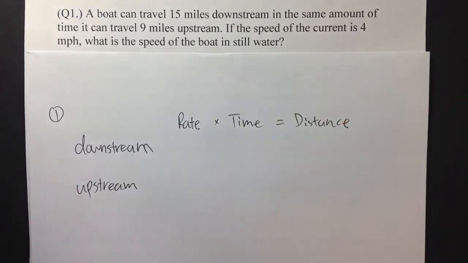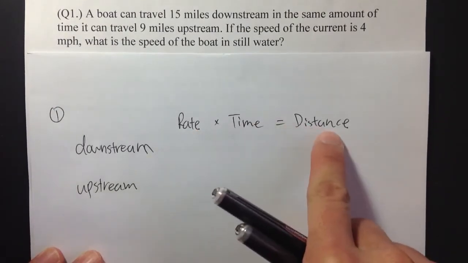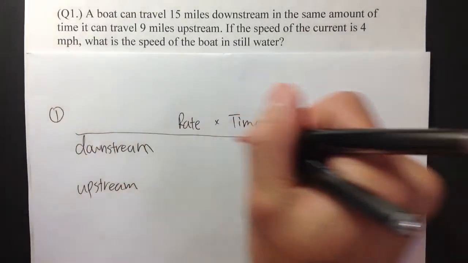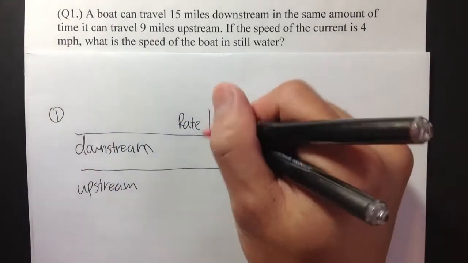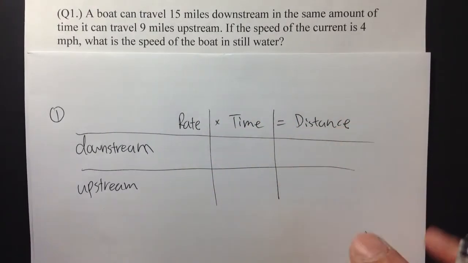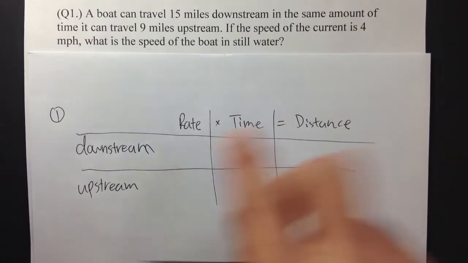Whenever you are dealing with questions that talk about time, distance, and speed, we are going to use this relationship between the rate, the time, and the distance. So this is how we are going to set out the table first. We are going to produce a table to organize our information. So let's see, how can we figure out the speed when the boat is going down with the water?